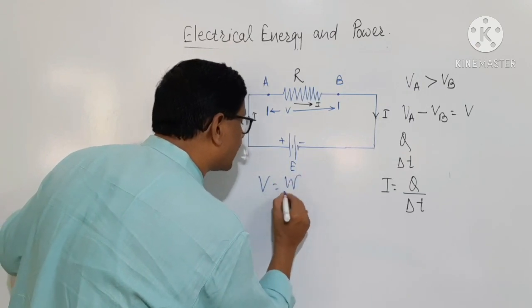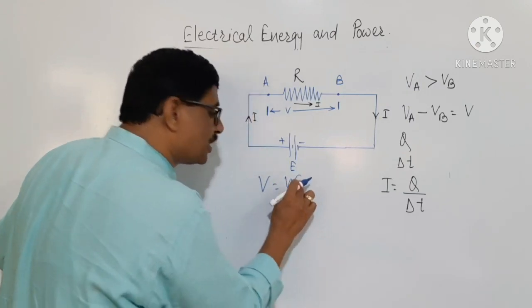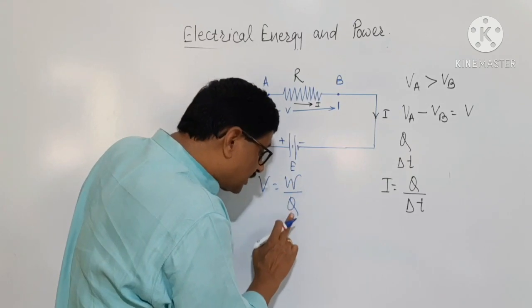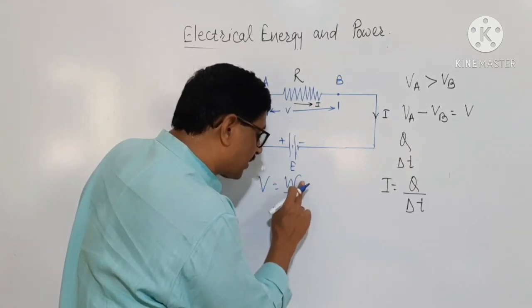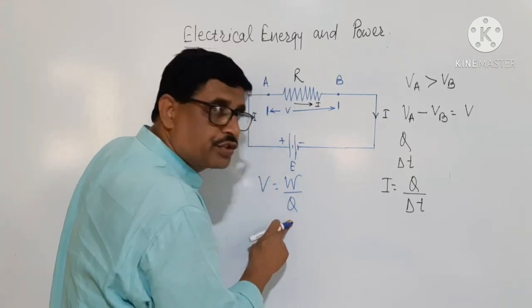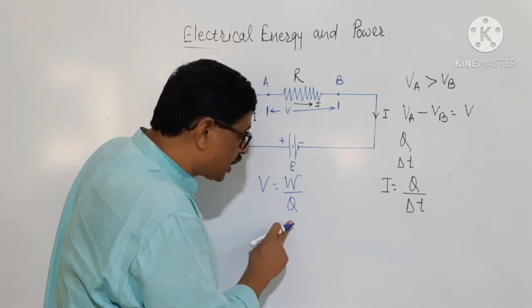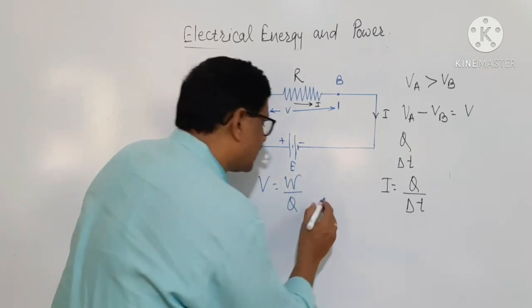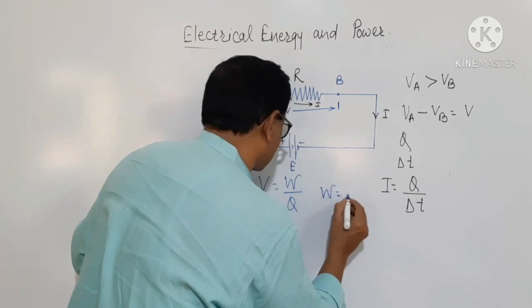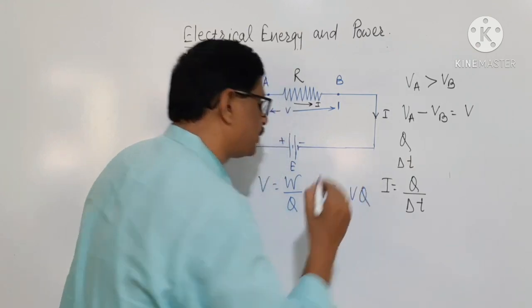It is work done for unit charge. If W is the work done to displace a charge Q, then work done for unit charge is W by Q. Therefore, work done in this case is potential difference into charge.